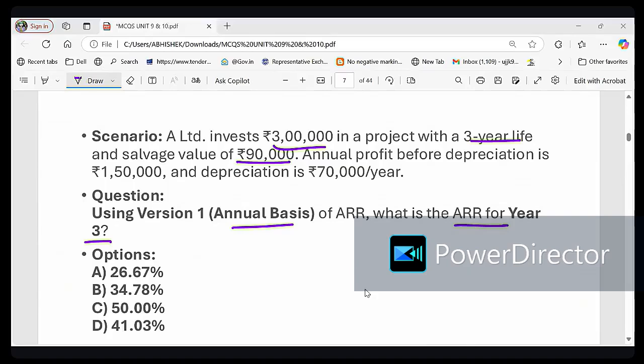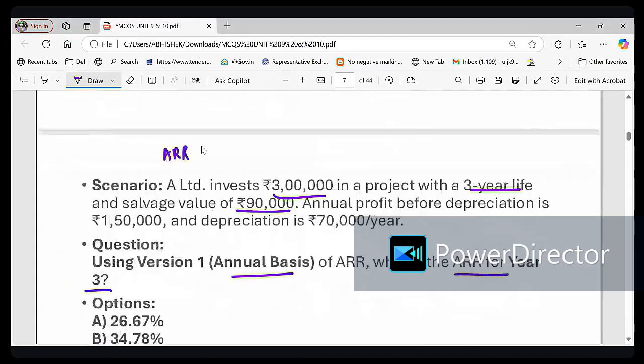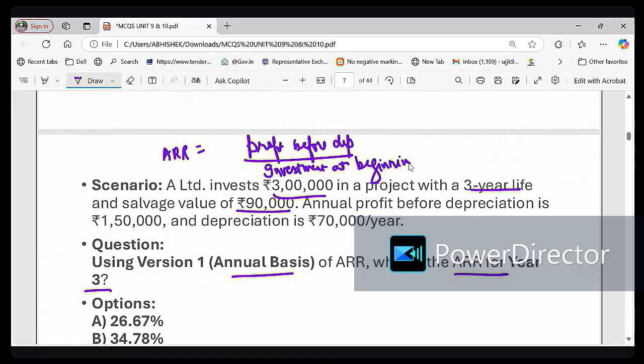Just now I told you the formula. In the previous slide, I told you the formula of ARR. Let me again write down the formula. The formula of ARR is profit before depreciation divided by investment at the beginning of year, multiplied by 100. Right? Sorry, profit before or profit after.